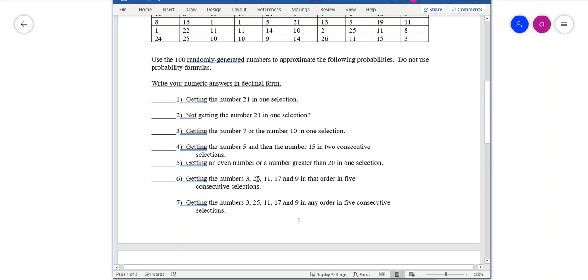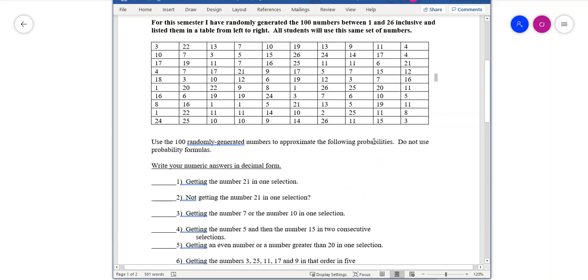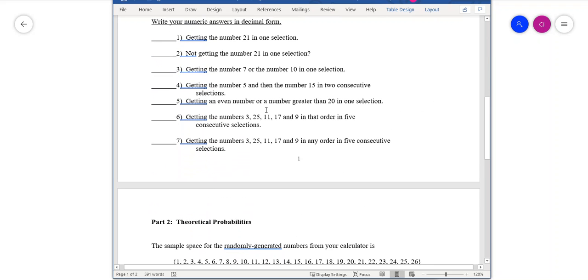getting the numbers 3, 25, 11, 17, and 9 in that order. The question is, do I have all of these right in a row? 3, 25, 11, 17, and 9, all right in a row, anywhere in there. Sounds like there's 3. No, 11. No, that doesn't work. 3, 25. No, I need a 3 and a 25, and I need all the. So, okay. It might not happen.